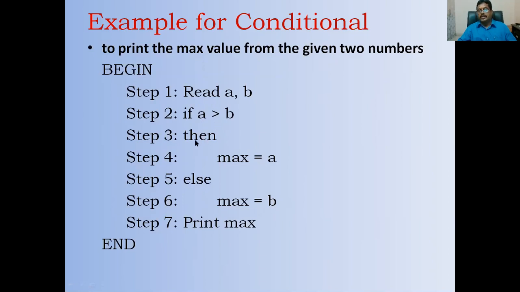Based on this condition being true, we have to specify what is performed, and whenever the condition is false, what is performed. Finally, it prints the maximum value and ends. This is the algorithm to find the maximum value from the given two numbers.